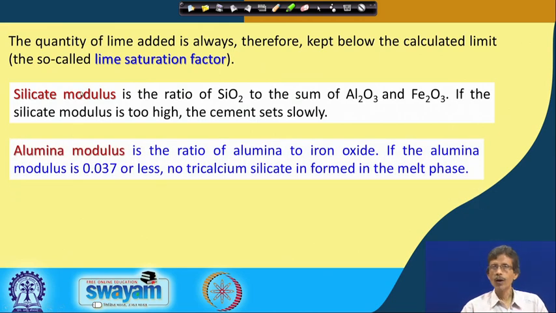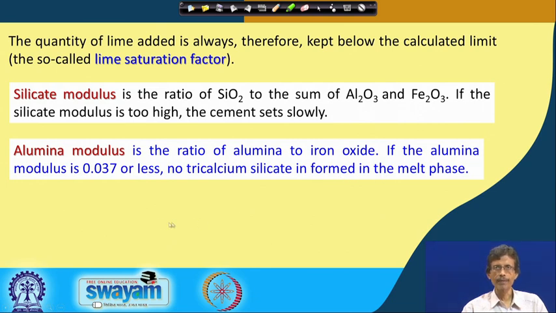Then you can see how these things have been categorized. The first thing we consider is the calcium oxide. Second, the silicate modulus, which is your SiO2. And third is the alumina modulus, the ratio of alumina to iron oxide, because in the fourth component we are using, the basic calcium aluminum ferrate, you have both. So for this ratio of aluminum to iron oxide, if the modulus is only 0.037 or less, no tricalcium silicate is formed in the melt phase.